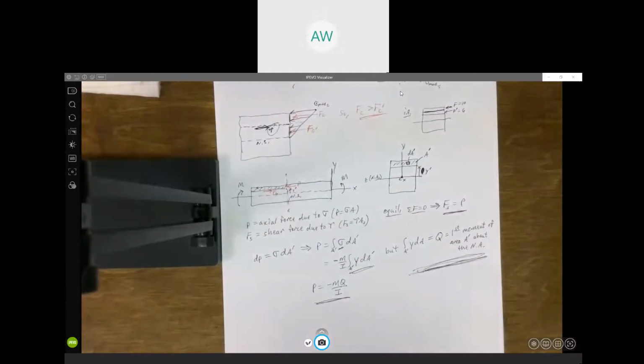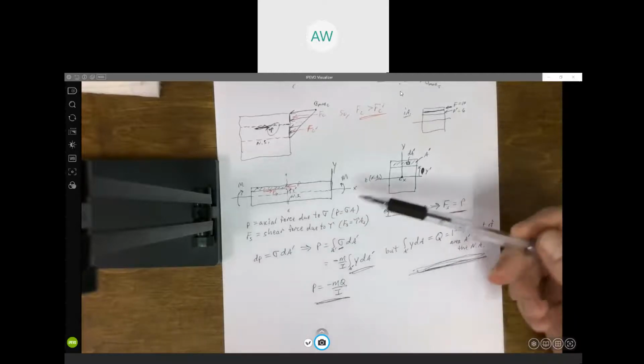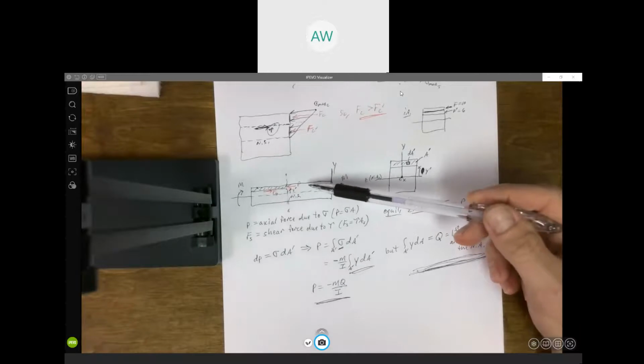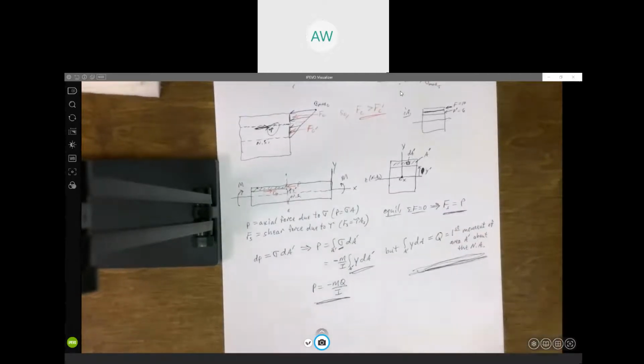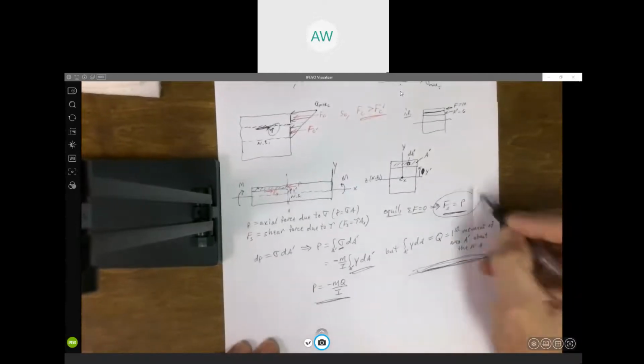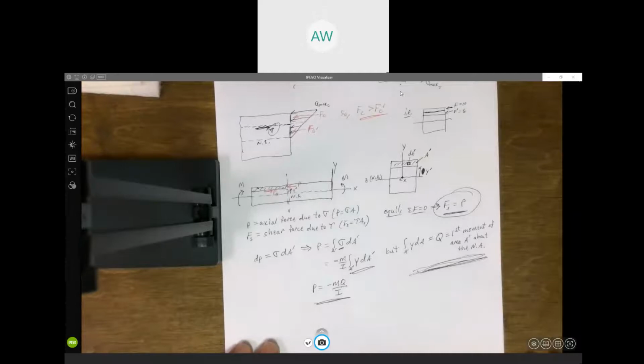All right, so we're getting there. We've got an expression now that we can use to get what that force is due to that bending moment. And now we need to do a little bit more to get to where we want to get to. Because, again, I know that the shear force is equal to P, and now we know what P is equal to.